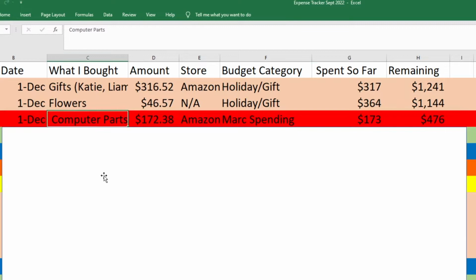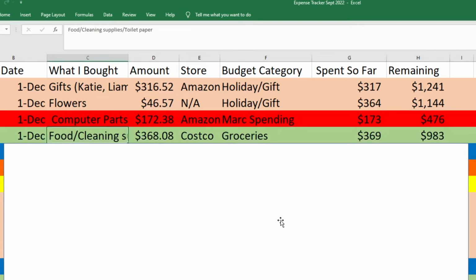Also on the first, Mark bought some parts for his computer. He decided he is going to build a new computer. It's going to take him a few months because building your own computer is pretty expensive, especially a gaming computer, which is what he's doing. So he's just going to buy a few pieces at a time. This was the case that everything goes in. That was $172.38, and it came out of his spending. So he spent a total of $173 so far since it's rounded up, and he has $476 left in his spending fund.